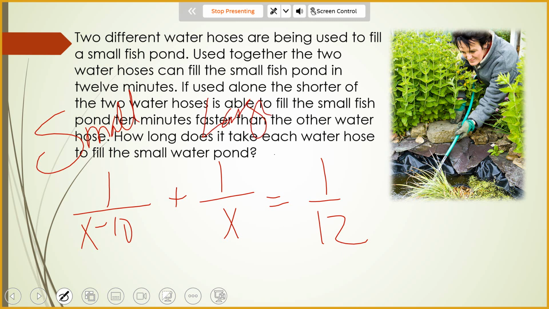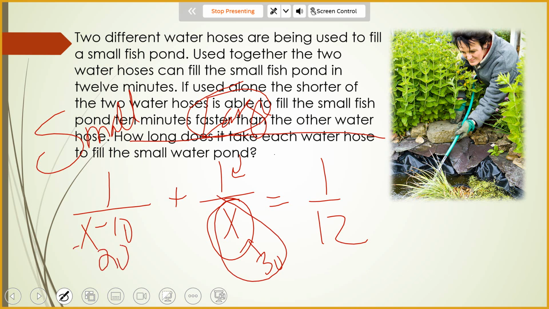Okay, so I got an answer of 30, and now I have to write a complete sentence that answers the question, which is how long does it take each hose to fill up the small pond? So it's 30 is equal to x. That means the larger hose, or the longer hose, I should say, can fill up the pond in 30 minutes. 30 minus 10 is 20. The shorter hose or smaller hose can fill up the pond in 20 minutes. You need to write a complete sentence answering how long does it take each water hose to fill the small fish pond.